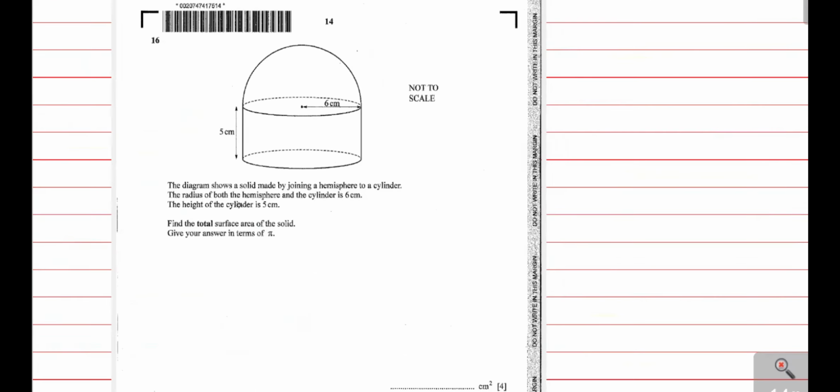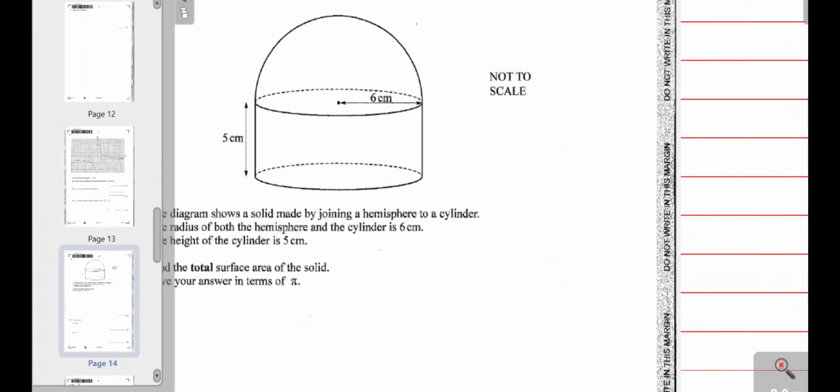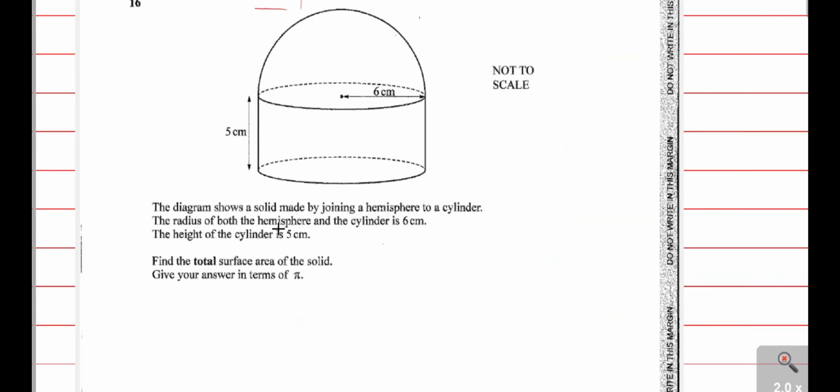Question 16, the diagram shows a solid made by joining a hemisphere to a cylinder. The radius of both the hemisphere and the cylinder is 6 centimeter. The height of the cylinder is 5. Find the total surface area of the solid. The surface area of the solid equals surface area of hemisphere plus curved surface area of cylinder plus surface area of this base, which is circular.